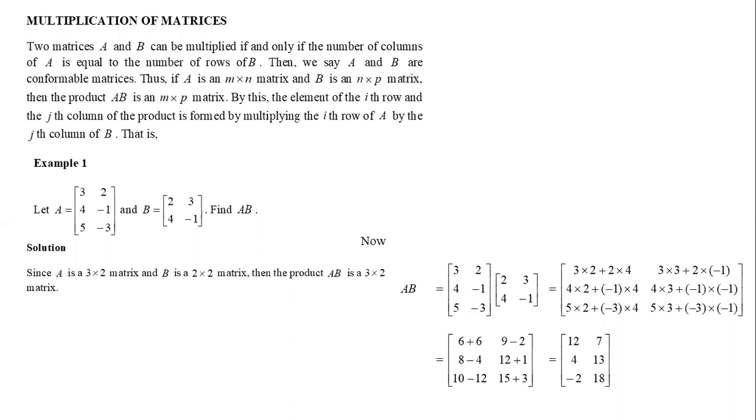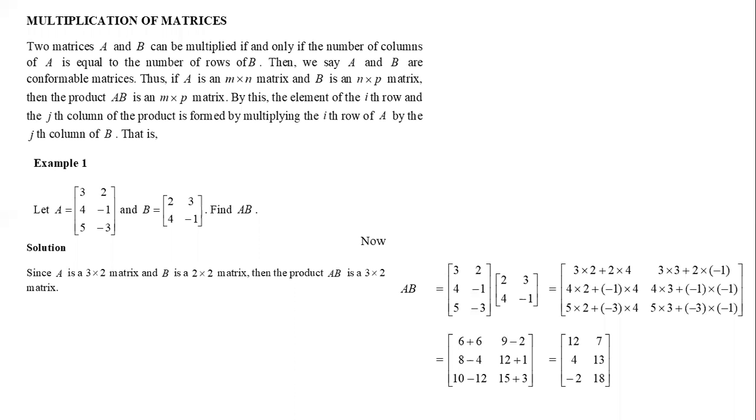Do you see it? I said I'm using the second one. Okay, 4 times 2 plus minus 1 times 4 times 3, sorry, I'm using the second column. 4 times 3 plus minus 1 times minus 1. That is it. Now the third row of A, 5 times 3 plus minus 3 times minus 1. And the results, you add it together, then you have a new matrix. That is how to multiply matrices.